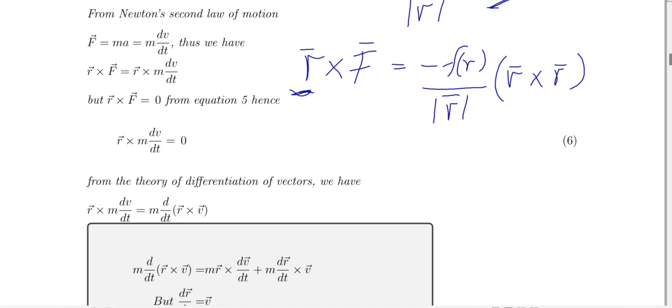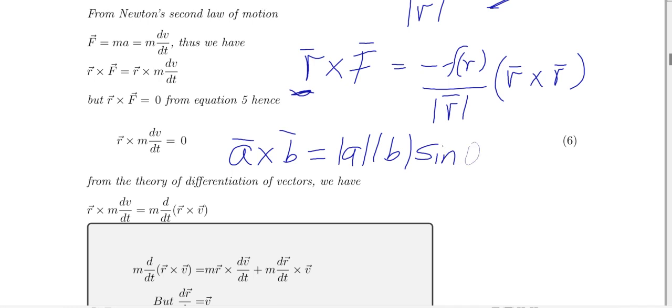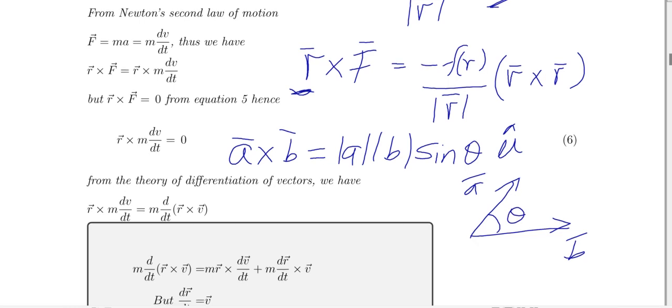Remember, from vector analysis, if you have two vectors a and b, and you work out a cross b, then you get the magnitude of a times the magnitude of b times the sine of the angle between the vectors a and b times the direction vector, where we are thinking of a vector a in that direction, then another vector b in that direction, so that the angle between them here is theta.